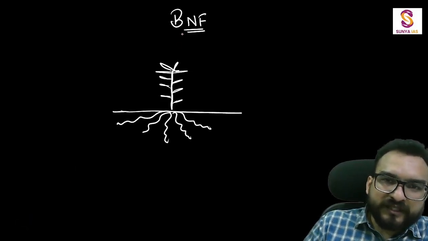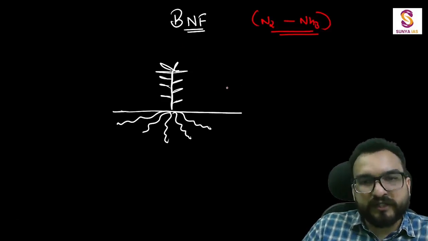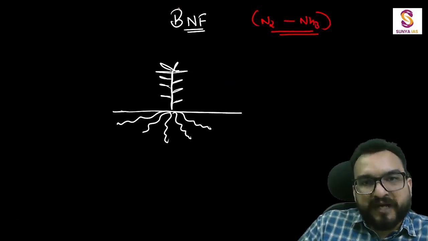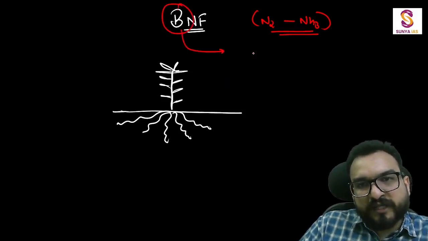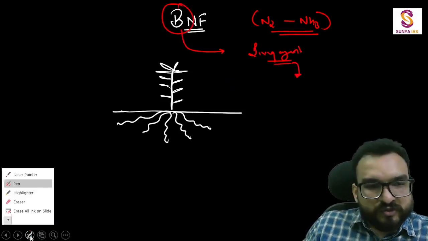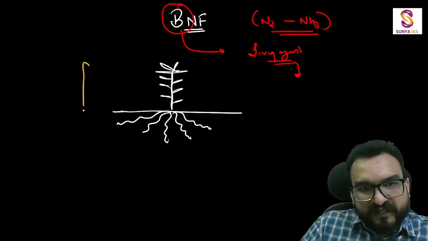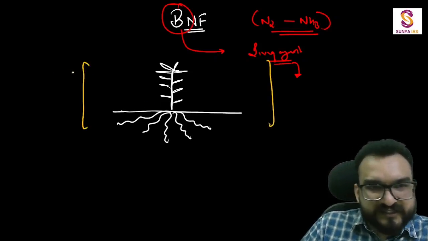Now in biological nitrogen fixation, ultimately nitrogen fixation means N2 into ammonia. This is what needs to be happening. In biological, the B word is for biological, meaning living agents are needed. And in living agents, you need certain microorganisms. So in the soils of this particular plant, you will be finding, and this particular plant is basically a leguminous plant I have taken.